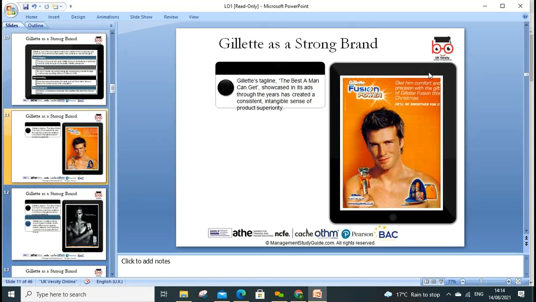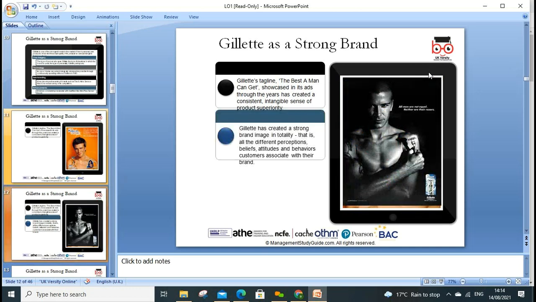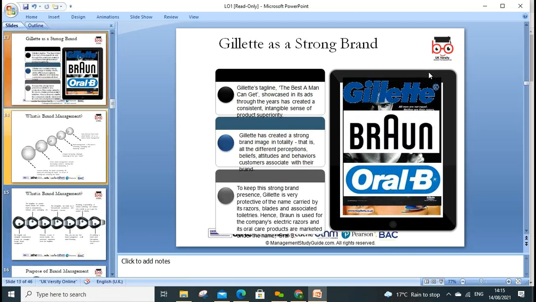Yes, think about the sub-brand, Gillette Fusion Power. Yes, Gillette: the best a man can get, showcased in the ad through the years, has created a consistent, intangible sense of the product. So that's how we can think about getting a strong brand. Yes, it created a strong brand image, and so think about, yes, again Gillette.